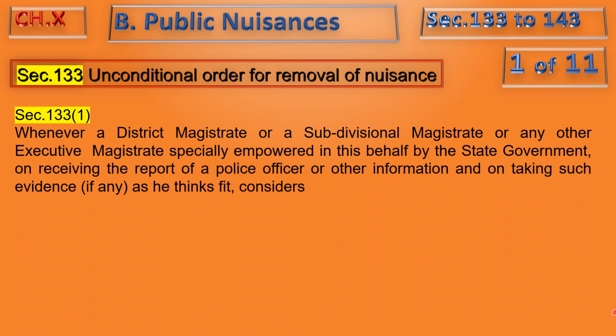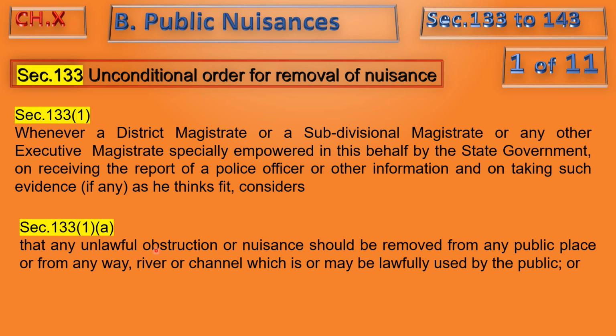Subsection 1 of Section 133 says whenever a district magistrate or subdivisional magistrate or any other executive magistrate specially empowered in this behalf by the state government, on receiving the report of a police officer or other information and on taking such evidence if any as he thinks fit, considers clause A, that any unlawful obstruction or nuisance should be removed from a public place or from any way, river, or channel which is or may be lawfully used by the public. We have seen that a lot of agitation is done, roads are blocked, so the government has to take action to remove such nuisance.